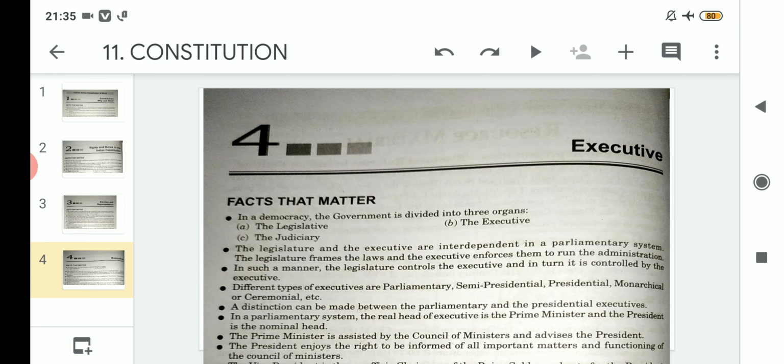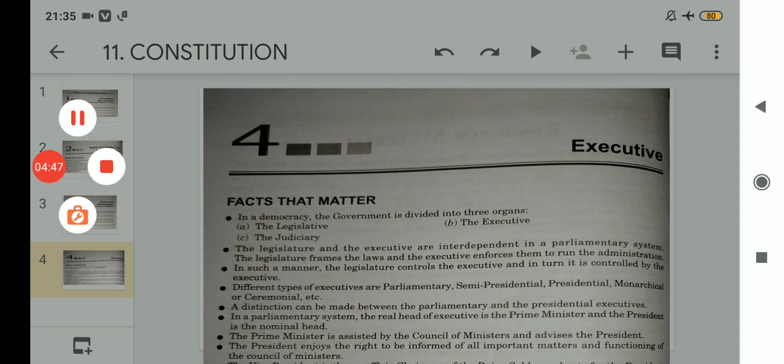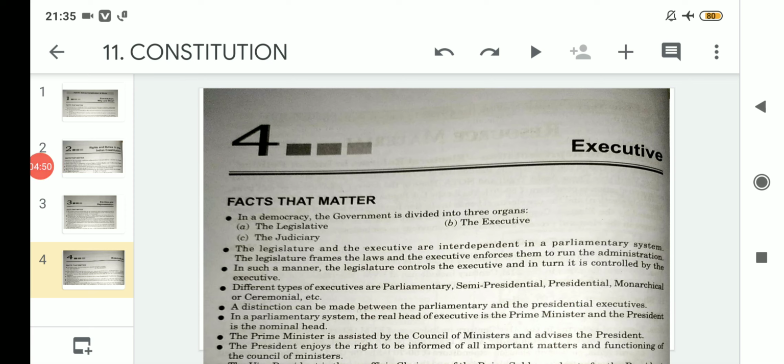So in a parliamentary system, the real head of the executive is the prime minister and the president is the nominal head. If we talk about the parliamentary system, which is there in our own country, India, the real head of the executive is the prime minister. That means the prime minister of India is the real head of the executive and the president is the nominal head. That means maximum work is done by the prime minister, whereas minimum work is there for the president.